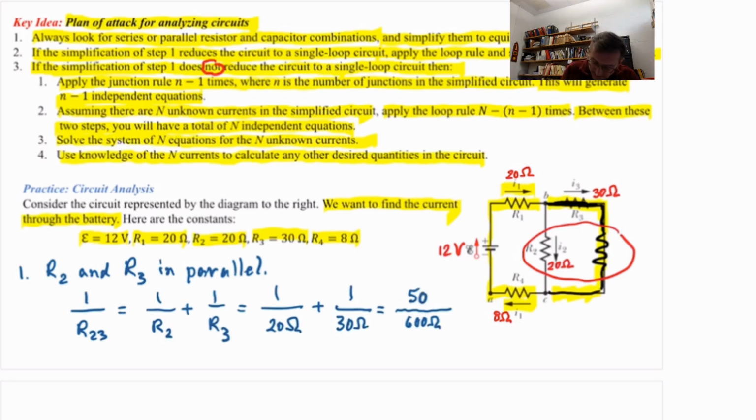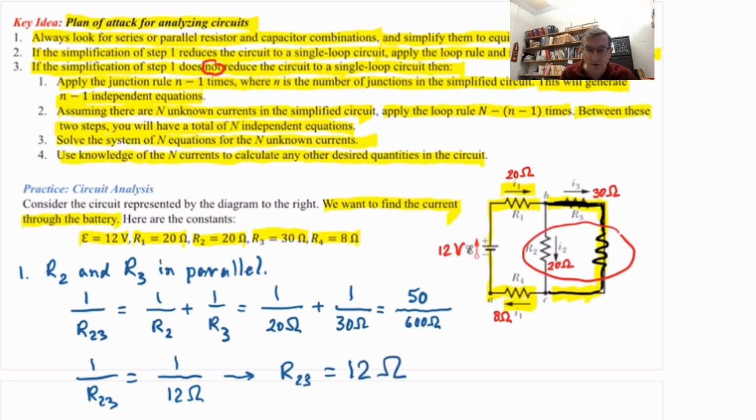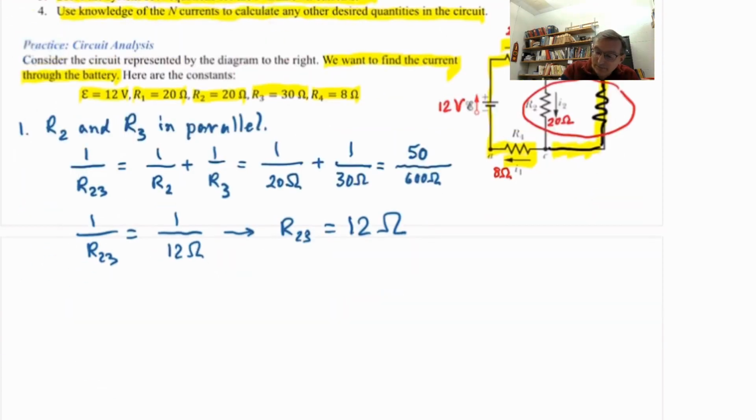And it turns out that fraction on the right simplifies to 1 over 12 ohms. Now don't forget the last step, to invert both sides. So R23 is 12 ohms, not 1 over 12, 12 ohms. That's the equivalent resistance of the 2-3 parallel combination. But notice that equivalent resistance, 12 ohms, is less than the smaller of the 2 resistors I started with, which was 20 ohms.